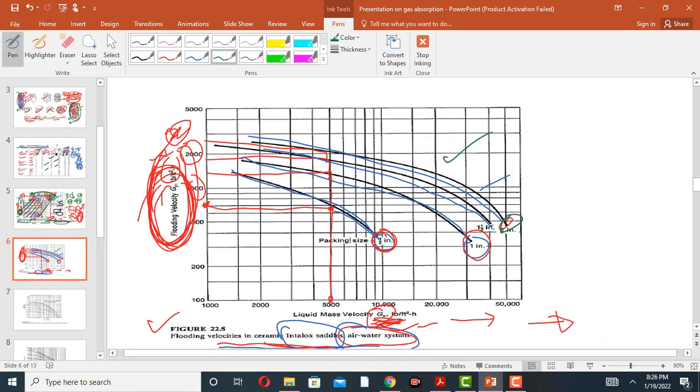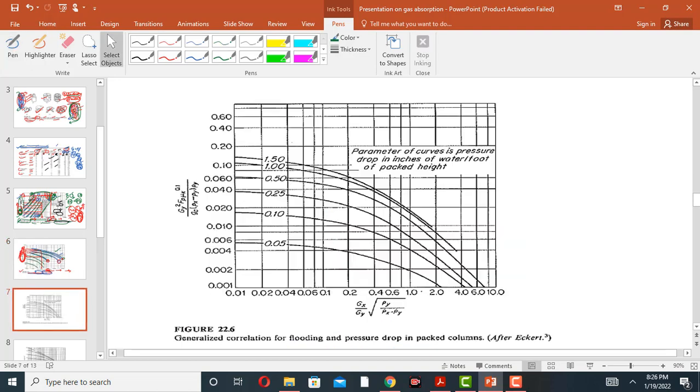And for different size material, a different graph will be obtained like this type. Now this graph shows the generalized correlation for flooding and pressure drop in a packed column. This graph is for the flooding point and pressure drop.